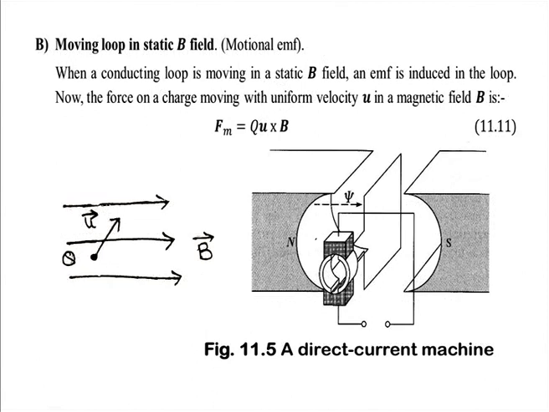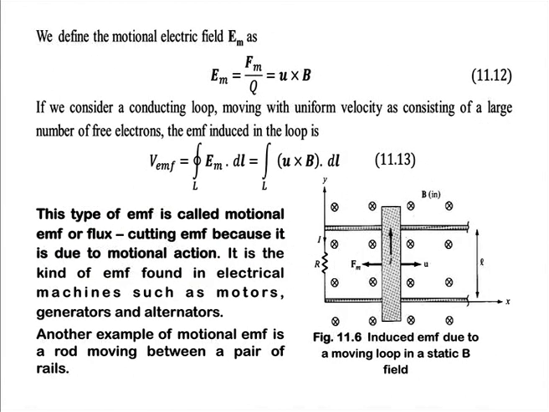Second is the case of a moving loop in a static magnetic field. When a conducting loop is moving in a static magnetic field, an EMF is induced in the loop. Now, the force on a charge Q moving with velocity u in a magnetic field is given by Fm is equal to Q u cross B.